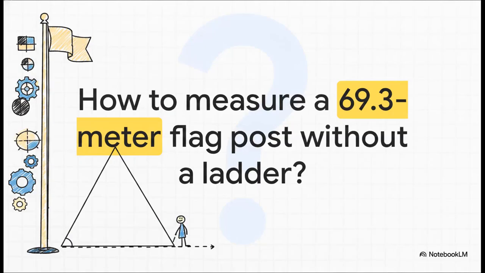So before we get into the pure math, let's just look at a real-world scenario. How do you measure a towering 69.3-meter flagpost if you don't have a giant ladder and a huge measuring tape? Well, this is exactly what architects, engineers, and even game developers solve on a daily basis. By stepping back a known distance, say 40 meters, and measuring the ground angle to the top of the post, we can use trigonometry to instantly calculate that height. It literally replaces hard physical labor with smart logic.